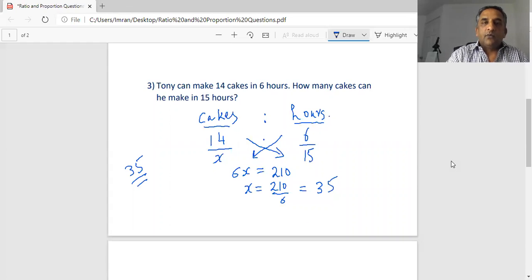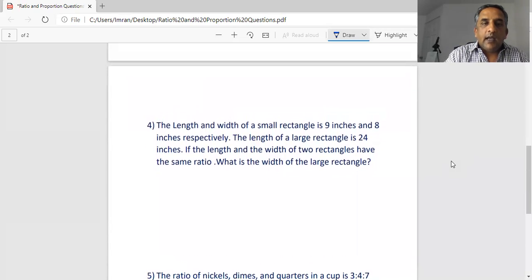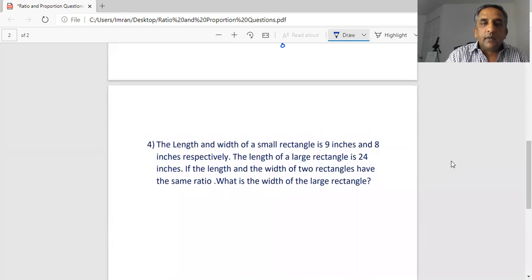Now I'm going to do one more question just to make sure you understand this topic. As you can see here, the length and the width of a small rectangle is 9 inches and 8 inches respectively. So we can write S here, which means small rectangle. And there's a large rectangle as well, so I'm going to write L here, which means large rectangle.